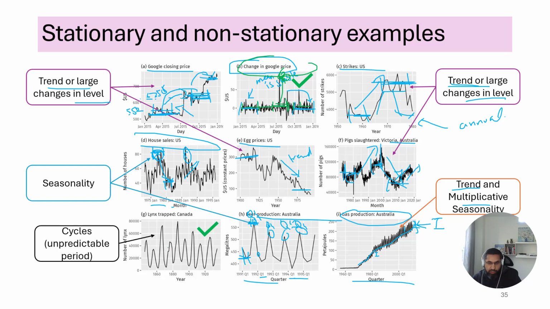Now, why is lynx trapped in Canada stationary? First of all, it's annual data, so there's no seasonality. So what are these peaks we see? These are what we call cycles.